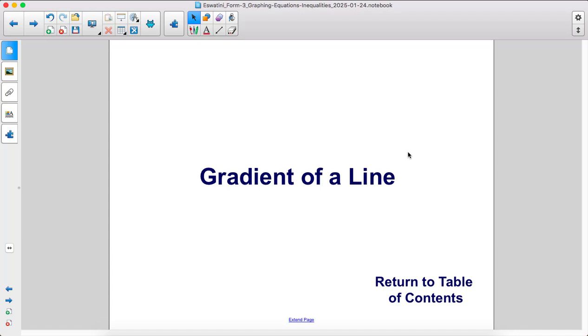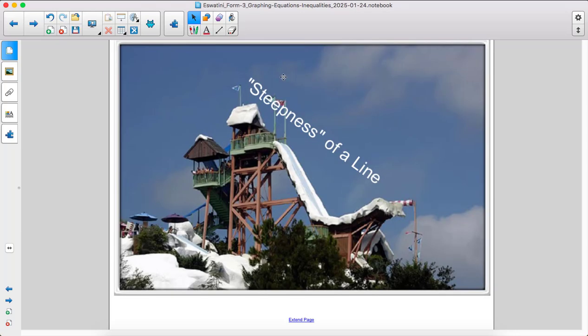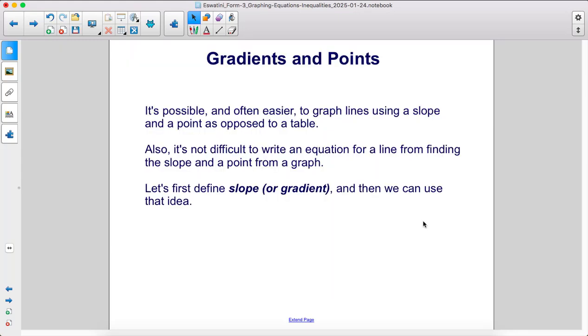Gradient of a line, also known as the steepness of a line. It's possible and often easier to graph lines using a slope and a point as opposed to a table. Also, it's not difficult to write an equation for a line from finding the slope and a point from a graph. Let's first define slope or gradient, and then we can use that idea.